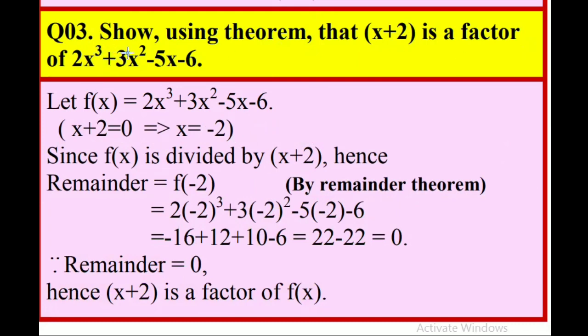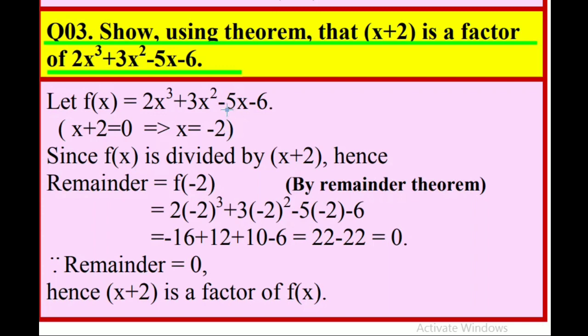Now we take another question, and that question is, show using the theorem that x plus 2 is a factor of the given expression 2x cubed plus 3x squared minus 5x minus 6. So the previous question was like this only, but there we found that the remainder obtained is not 0. So the expression x minus 3 in the previous example is not a factor of the given polynomial.